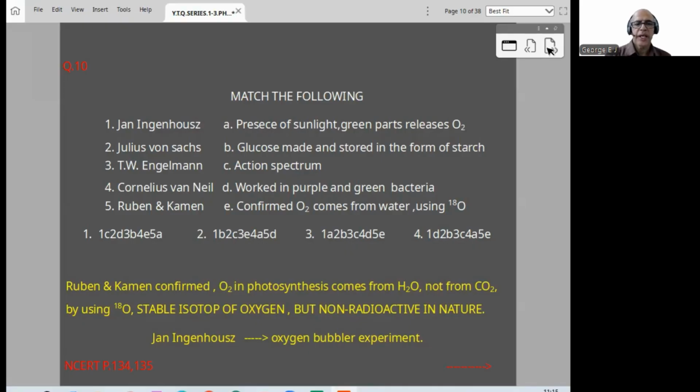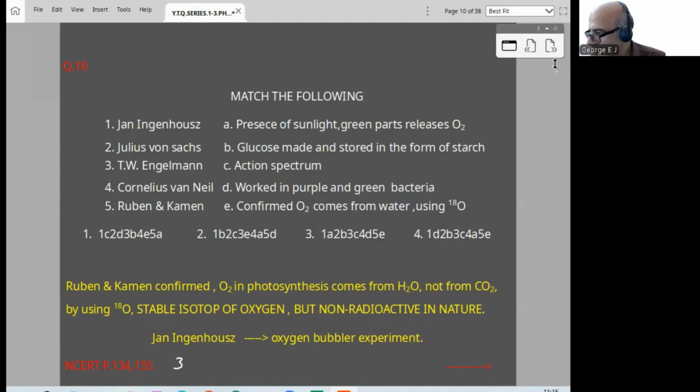Engelmann is concerned with the action spectrum. Another important area is the action and absorption spectrum with the graph. Then Cornelius van Niel worked on purple and green bacteria, concerned with oxygen release. Ruben and Kamen confirmed that oxygen comes from water using O18 instead of O16 in water. So option wise, 1A, 2B, 3C, 4D, 5E. So the option for the 10th one is 3.